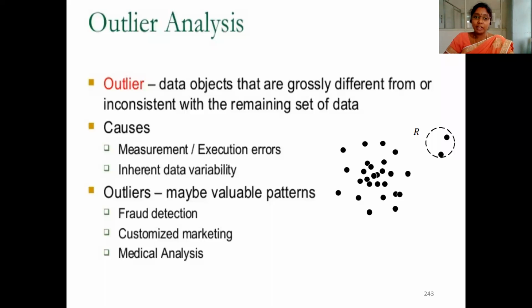An outlier can be defined as a data object that is grossly different from or inconsistent with the remaining data. For example, we generally use it to say something like, odd man out.